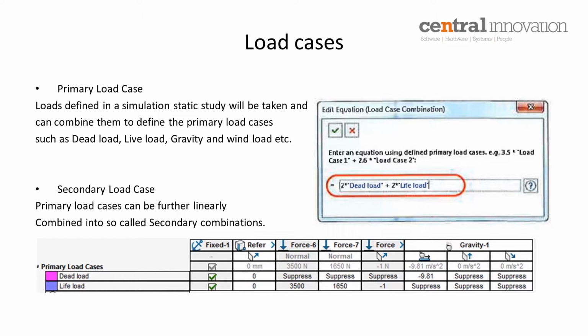It's not only limited to this primary load case. In the load case manager, you can use equations and create combinations by further linearizing the primary load conditions and combining them. As you can see in the top right corner of the screenshot, you can edit the equations and create load combinations. That is your secondary load combination. In the secondary load combinations, I have created an equation: 2 times dead load plus 2 times live load. Basically, I'm combining the primary load cases, dead load and live load, and multiplying by 2.